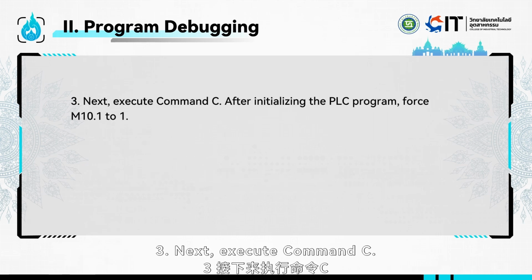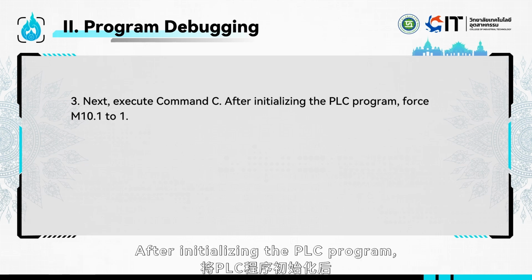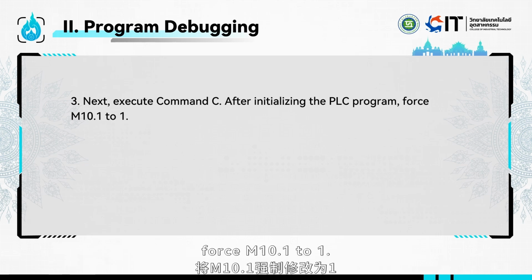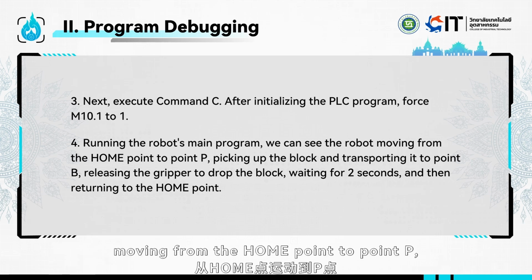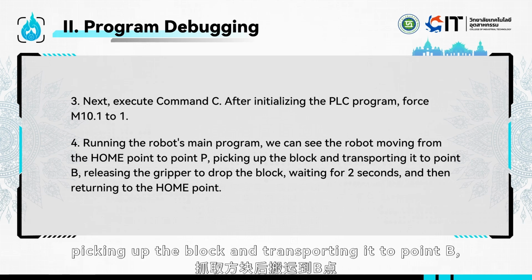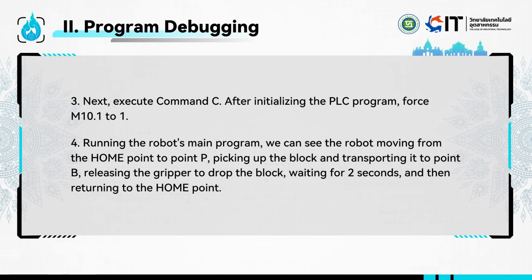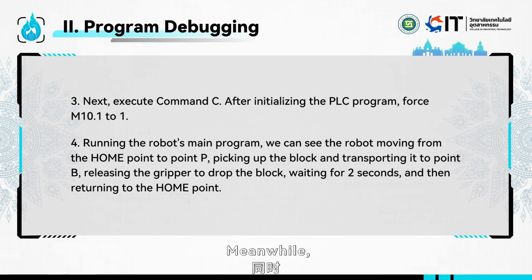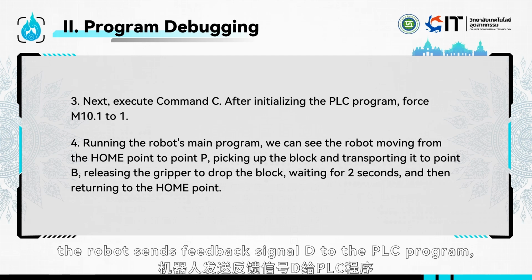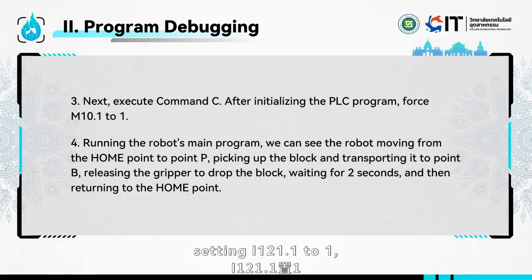Next, execute command C. After initializing the PLC program, force M10.1 to 1. Running the robot's main program, we can see the robot moving from the home point to point P, picking up the block and transporting it to point B, releasing the gripper to drop the block, waiting for 2 seconds, and then returning to the home point. Meanwhile, the robot sends feedback signal D to the PLC program, setting I121.1 to 1, and all segments in program segment 5 are illuminated.